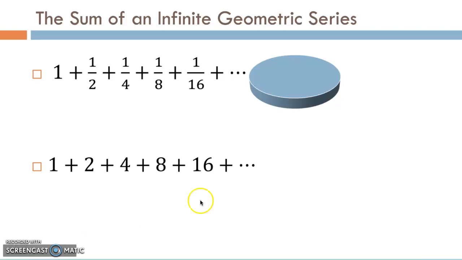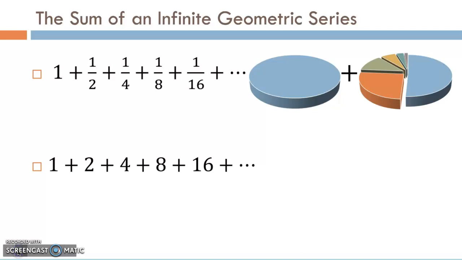Well, here's 1, and now I'm going to add a half. So I add a half right here, and then I add a 4th, and then I add an 8th, and then I add a 16th, etc. And I can see I'm never going to get bigger than 2, right? So when we add these together, it's going to fill this second pie little by little, and we're going to end up with 2.